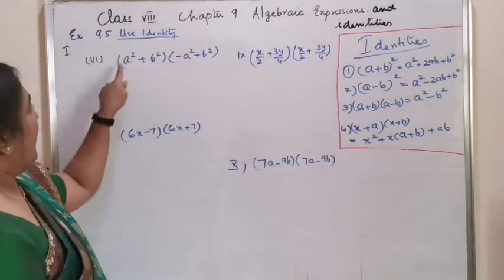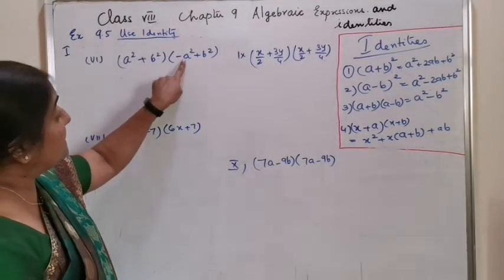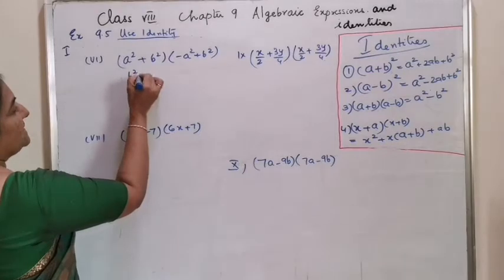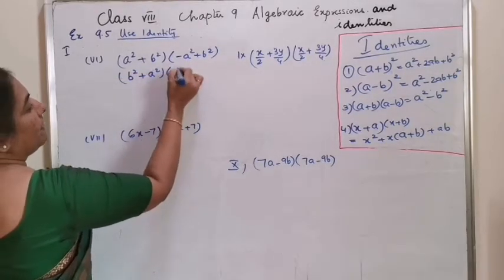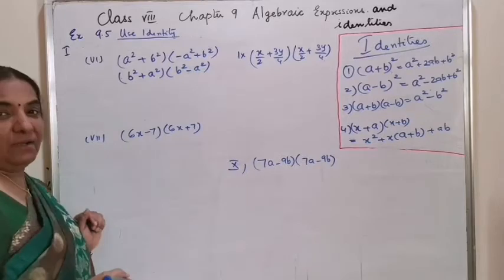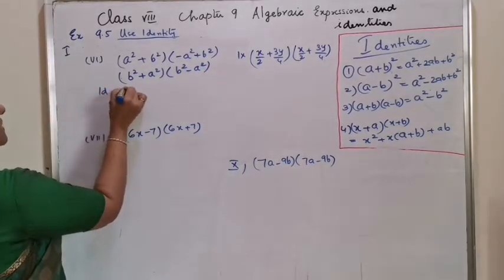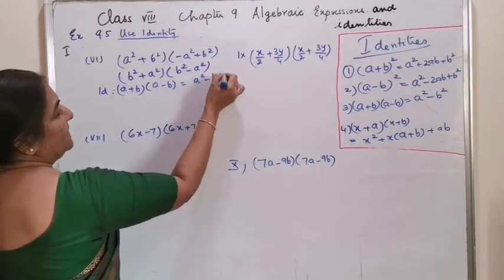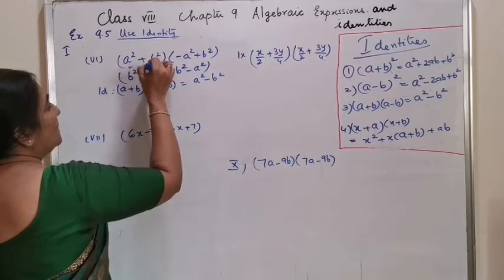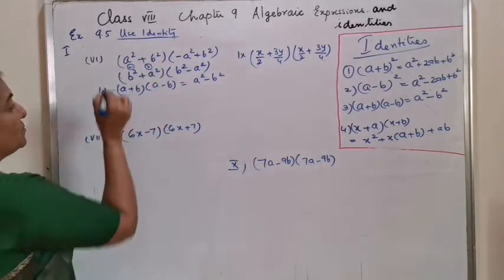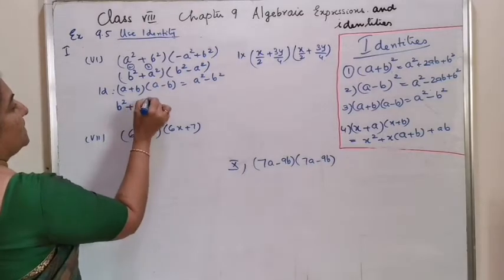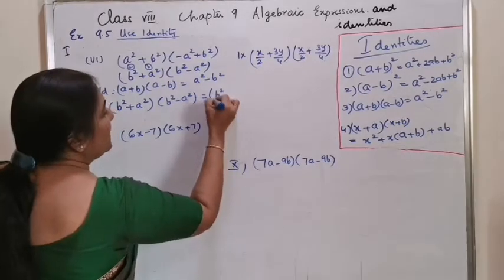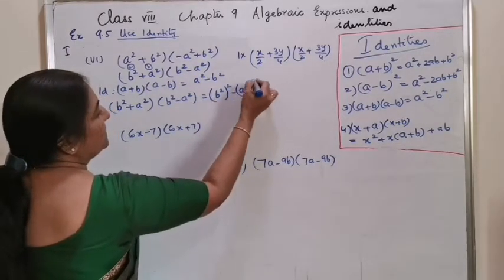Number 6, (a square plus b square) into (b square minus a square). Let's arrange it for you easily, as we can arrange as positive b square plus a square, b square minus a square. Now it is like the identity of (a plus b) into (a minus b) is equal to a square minus b square. Your a is b square, your b is a square. So what will be the answer? (b square plus a square) into (b square minus a square) can be written as (b square) the whole square minus (a square) the whole square.